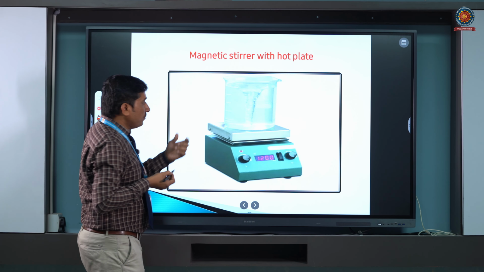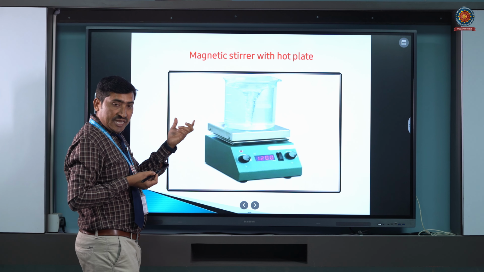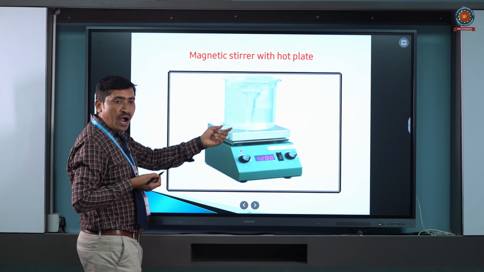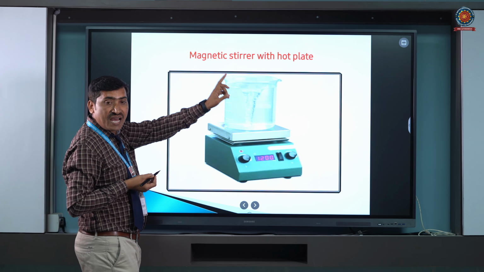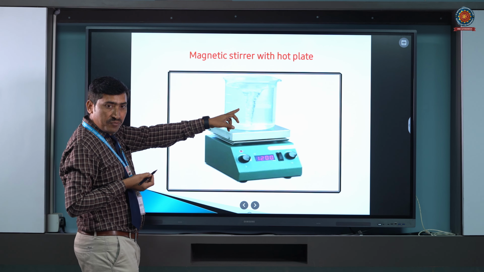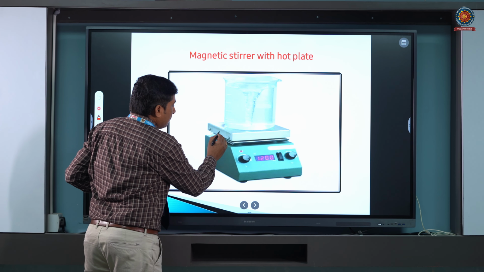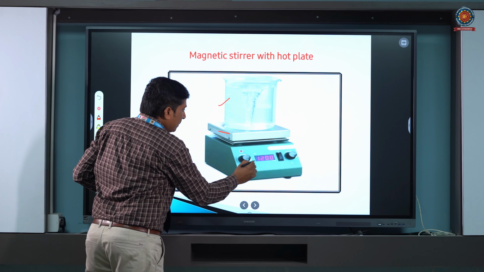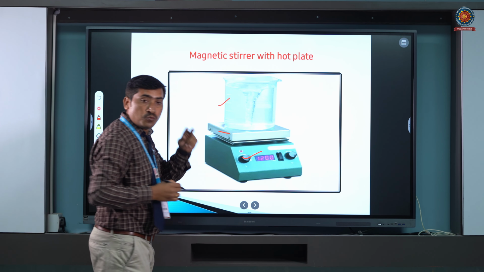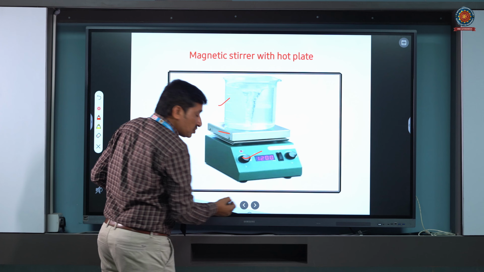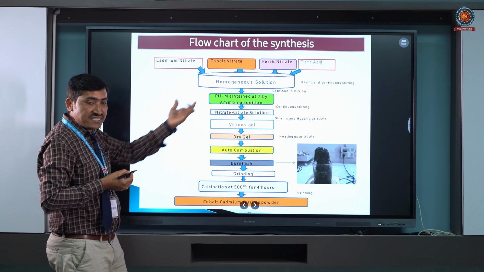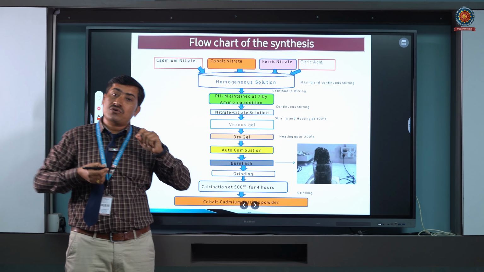Next one is the main part of our experimental setup. This is the magnetic stirrer with a hot plate. This is the 500 ml beaker. This is the hot plate, this is the beaker, and this is the stirrer. It has two properties, heating and stirring. Next one, this is the flow chart, the main part of our synthesis.